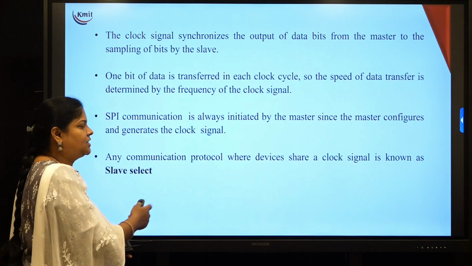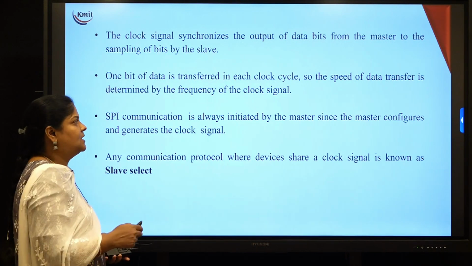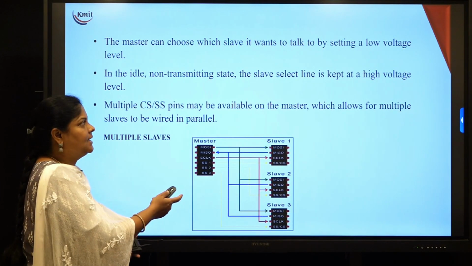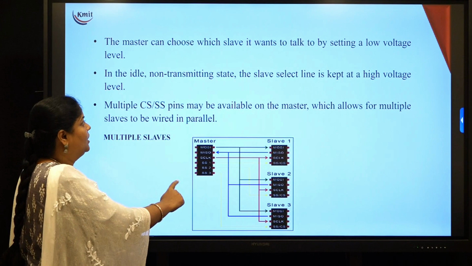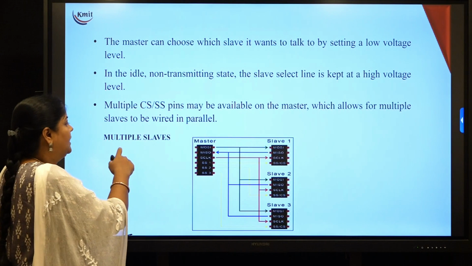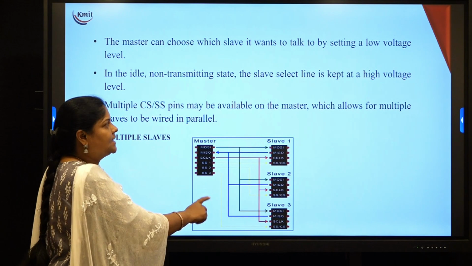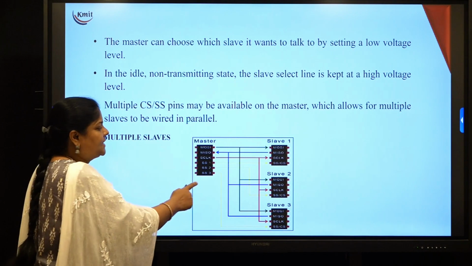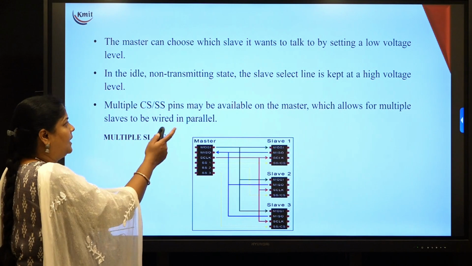Next, in any communication protocol where devices share a clock signal, we have the slave select. The master can choose which slave it wants to send data to and which one it wants to talk to. By this you can set the voltage level. You set the voltage level to low for the slave you want to communicate with. If you are in an idle state, with no transmission of data, the slave select line is kept at a high voltage. If you are selecting a slave to communicate with, then we set the voltage level to low.